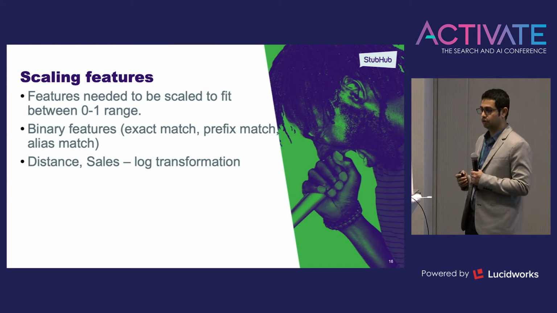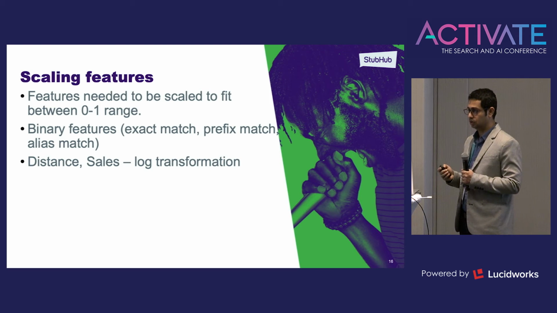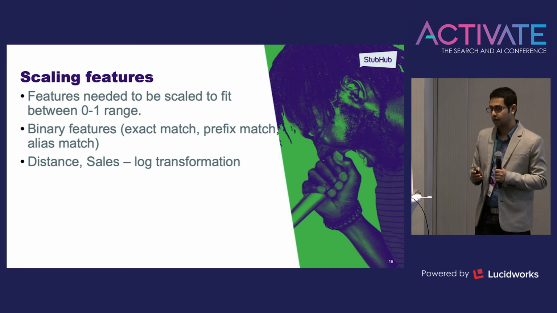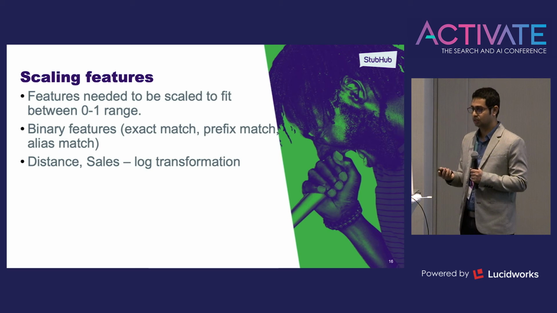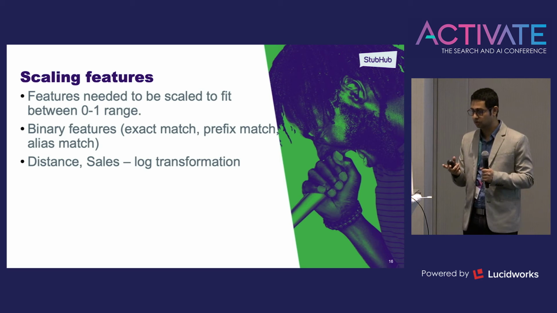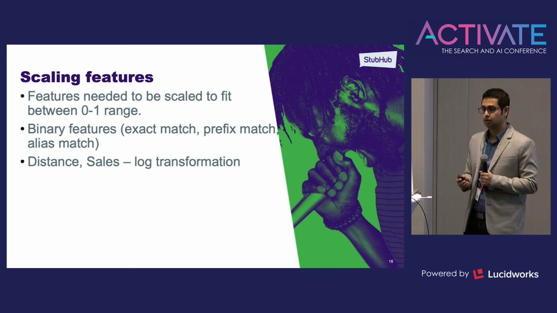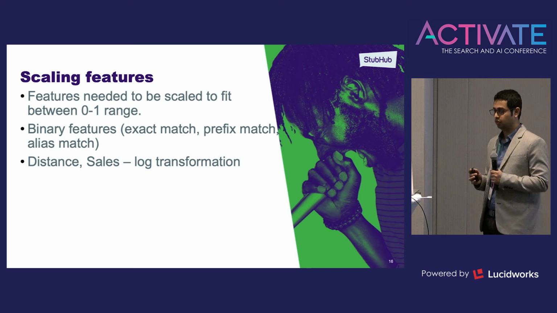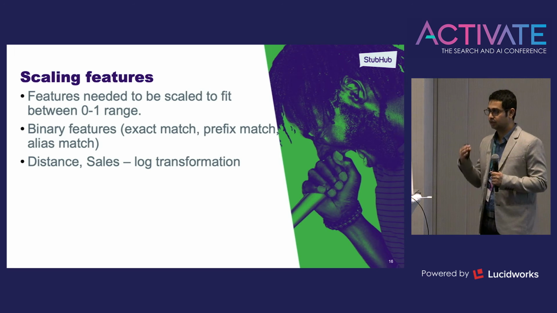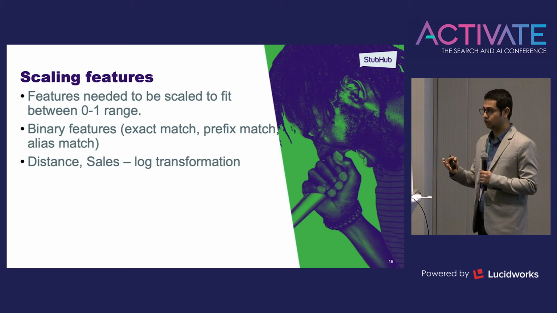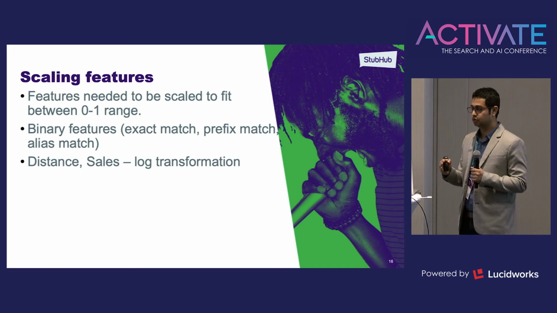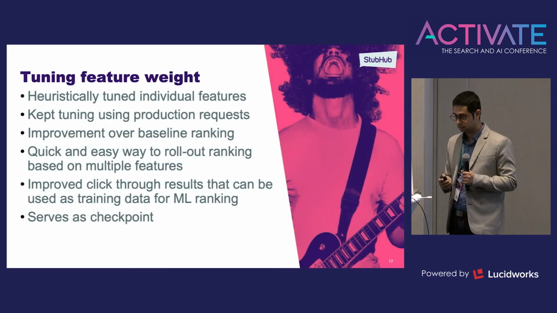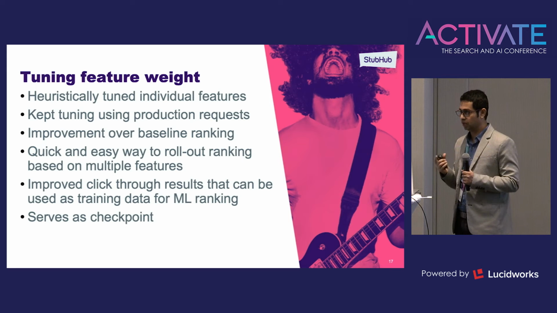So, scaling features. Even when we use linear regression, we scale the features so that the value is between 0 and 1. There are a few binary features like exact match or not, prefix match or not, alias match or not. For distance and sales, we use a logarithmic transformation to scale these two signals between 0 and 1. By doing so, we build a feature set that can use either heuristics or machine learning. So it's not throwaway work, right? You're building a platform so that you can use machine learning on it. Now, tuning weights. As we've seen in the previous example, we heuristically tune these individual weights based on the golden set and the stuff we see.